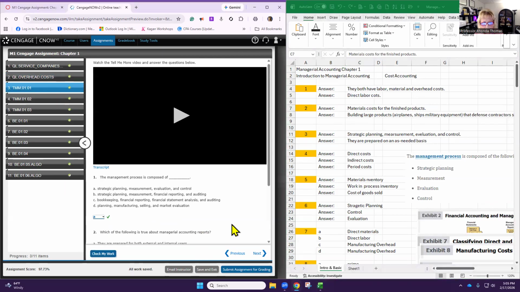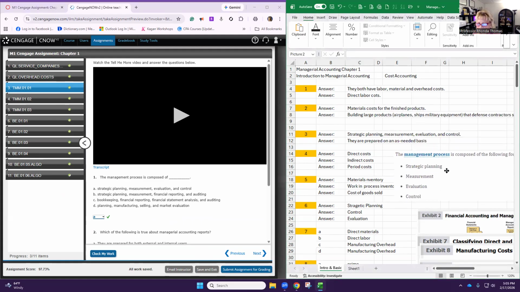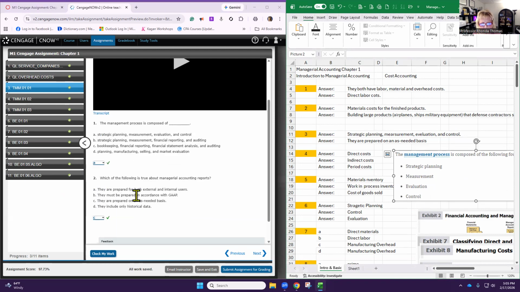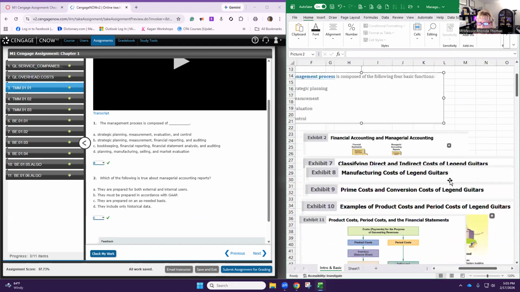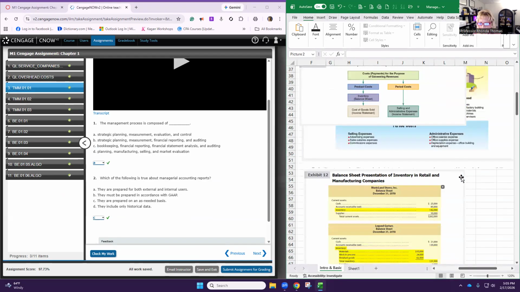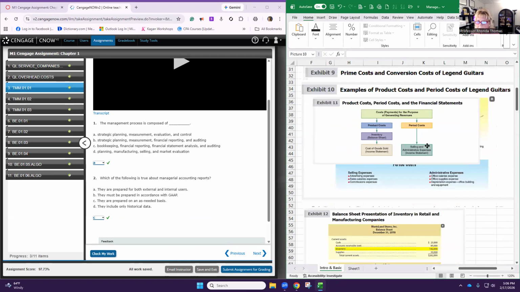The management processes. So the 4 management processes, here they are. Strategic, measurement, evaluation, and control. So you got to find the right one. Mine was A. Which of the following is true about managerial accounting reports? Now remember, in managerial accounting, you aren't following GAAP, okay? Not following GAAP, and you pretty much work on whatever management is needing at the time.